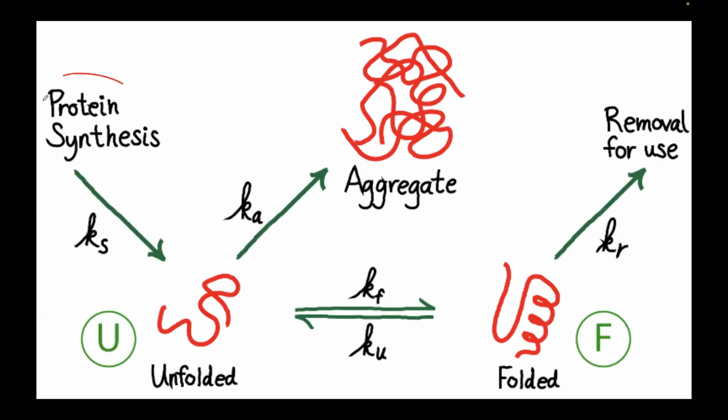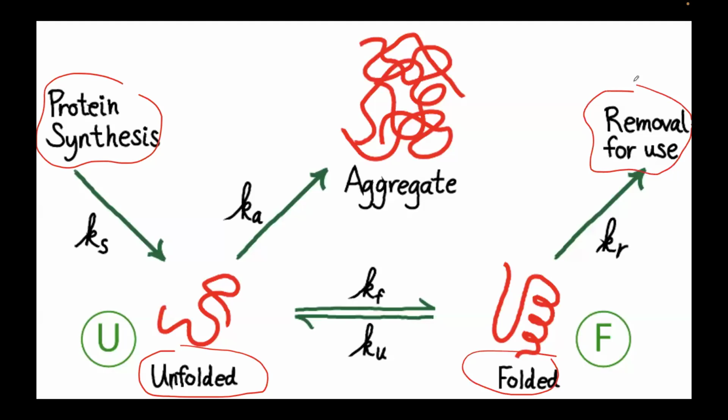Protein synthesis is here. And protein synthesis yields unfolded proteins. So unfolded proteins need to undergo folding. Unfolded proteins are supposed to be folded. And once proteins are folded, they are now removed so that they can be utilized.